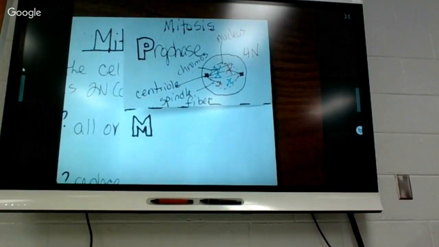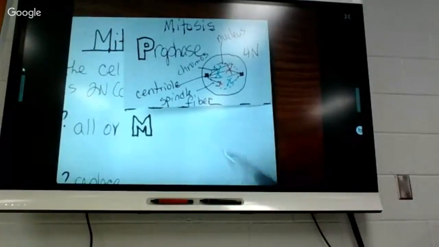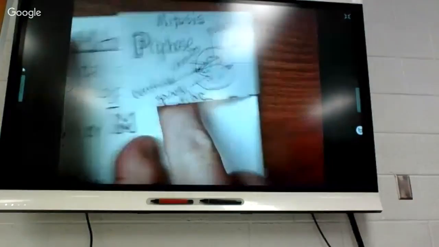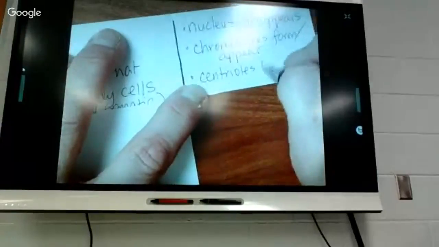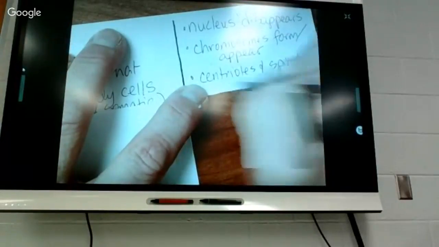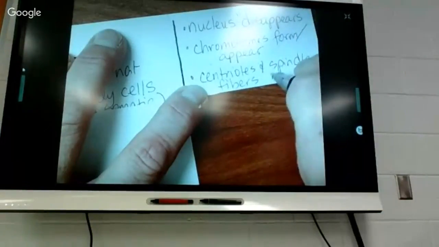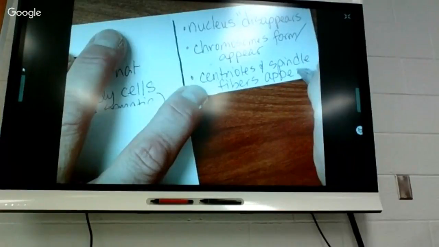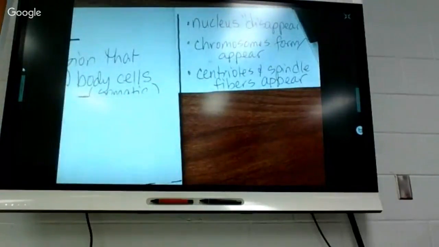So on the inside, we need to put down something about centrioles and spindle fibers. Okay, so open it, and we're just going to put that they appear or they show up. Let's open it up and we'll put centrioles and spindle fibers appear. Technically, the spindle fibers aren't there, but the centrioles already are. They just kind of move to the ends, but we're just going to say that they show up.